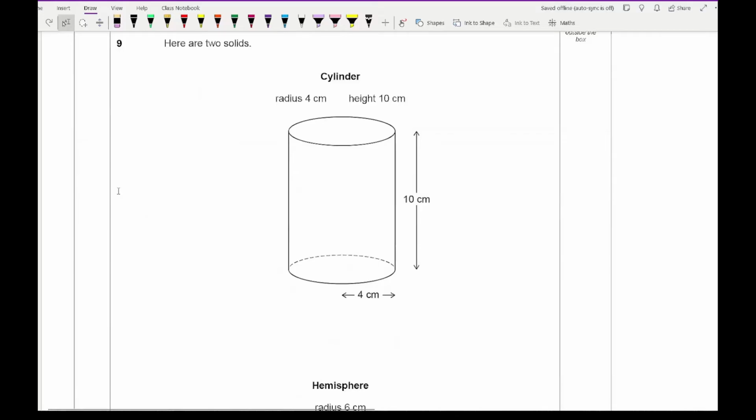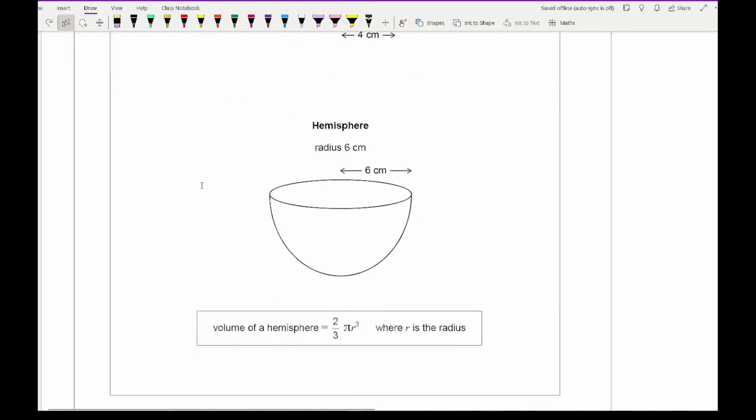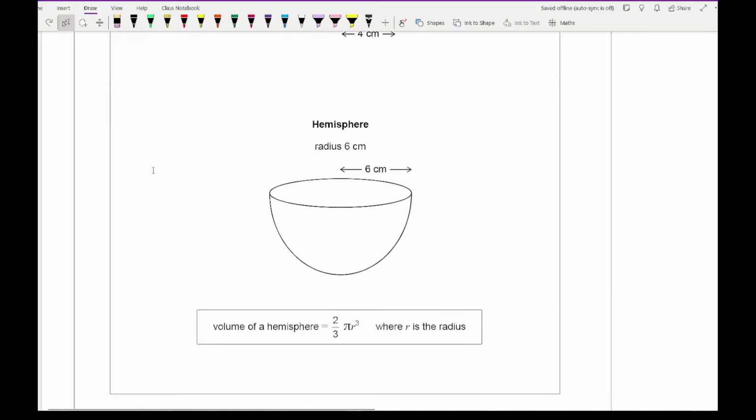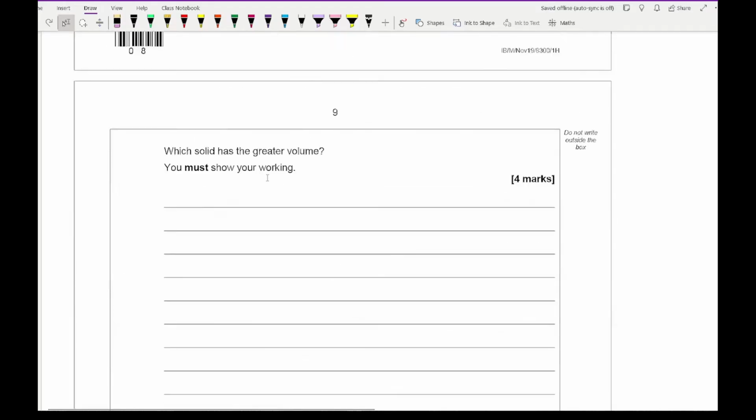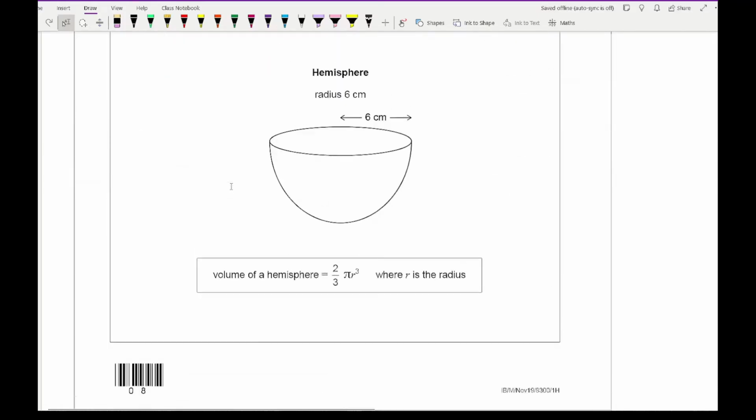Moving on to question 9, it says here are two solids. So here we've got a cylinder with a height of 10 and a radius of 4, and we've got a hemisphere which has got a radius of 6, and it tells us that the volume of the hemisphere is 2/3 pi r cubed. Now it says which solid has the greater volume. So what I need to do is work out the volume of each of these.